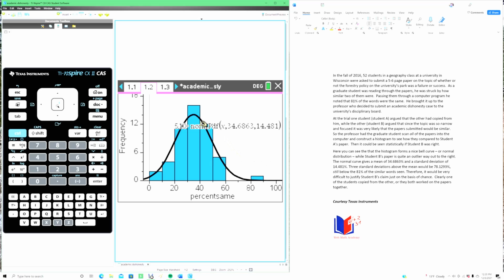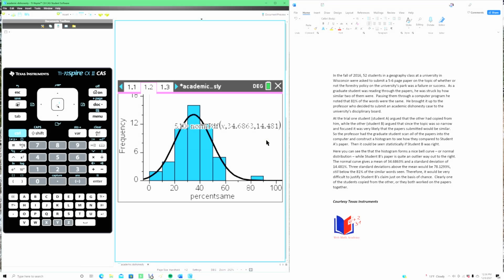Now this normal curve shows that we have a mean of 34.68% and a standard deviation of 14.481. If we go out 3 standard deviations from the center mean, we come up with 78.1293%. That's still below the 81% of the similar words seen in the two papers. That means their paper lies even above 3 standard deviations. So it would be very difficult to justify Student B's claim just on the basis of chance. Clearly, one of the students copied from the other, or they both worked on the papers together.